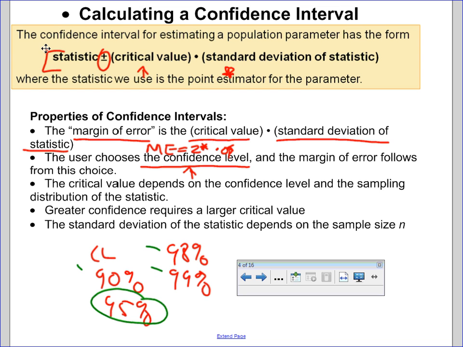And once again, the standard deviation of the statistic depends on the sample size. The larger the sample size, the smaller the standard deviation of the statistic. And so we're balancing these: the higher our level of confidence, the bigger the critical value is going to get, and we'll get a very wide confidence interval. The higher our sample size, the smaller the standard deviation we'll get, and the narrower our confidence interval will get. We'll play with this a bit later on, and certainly in class next time.